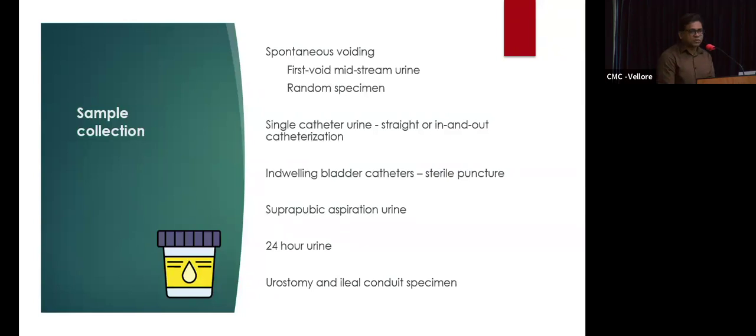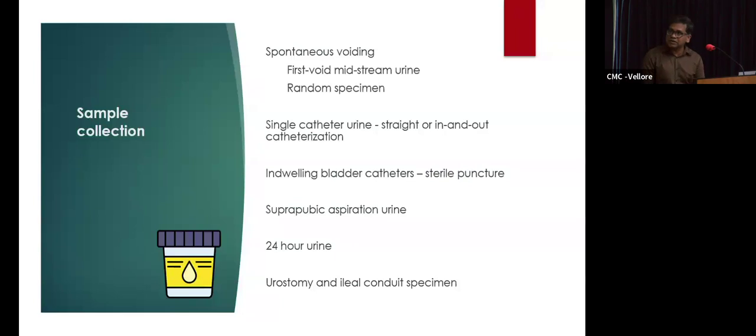In patients who are not able to pass urine, or where there will definitely be contamination, you can use a straight in-and-out catheter: you put in a catheter and collect the urine. If the patient has an indwelling catheter, you put in a fresh catheter and collect the urine from the tube after puncturing the sterile collection port. If the patient is not able to pass urine, suprapubic collection is mostly used for cultures.